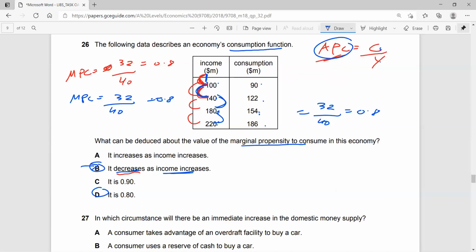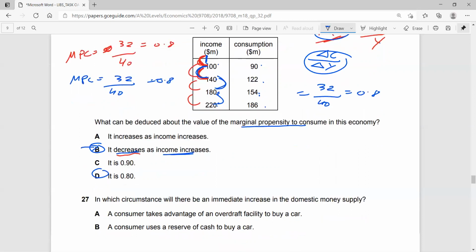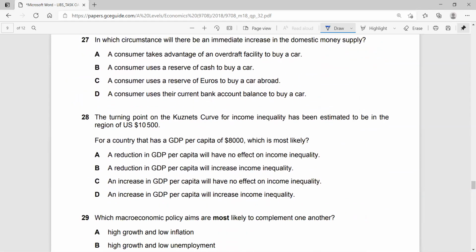That's just consumption upon income. We have to look at change of consumption upon change in income. That's MPC. So be careful about that. That's something that people could potentially get wrong.